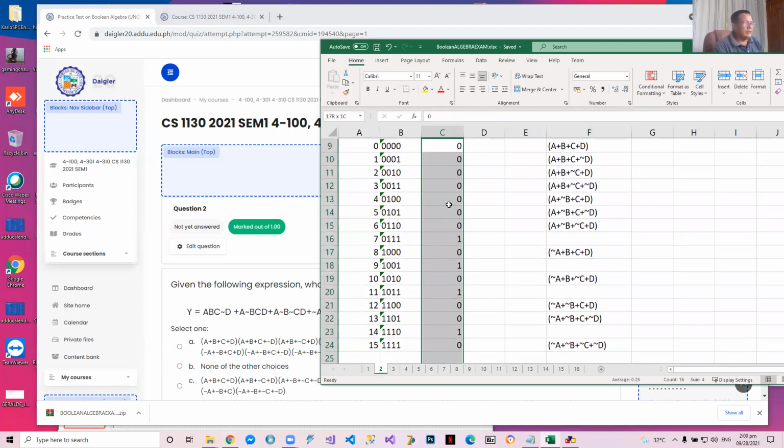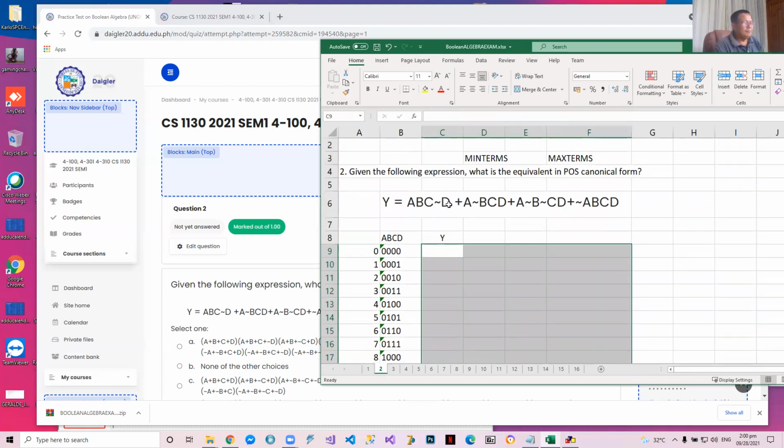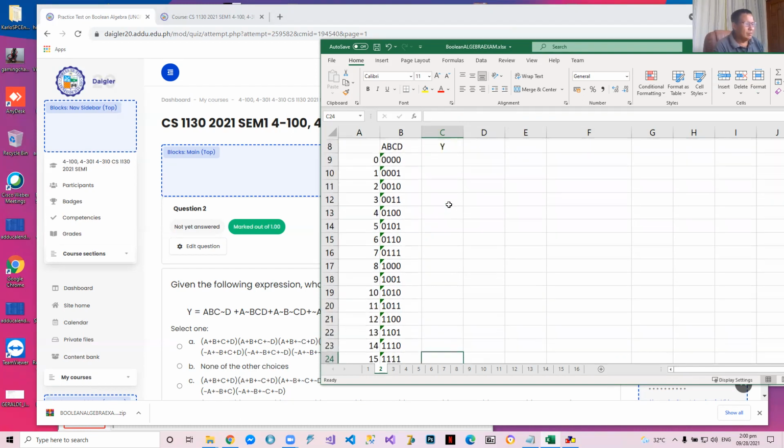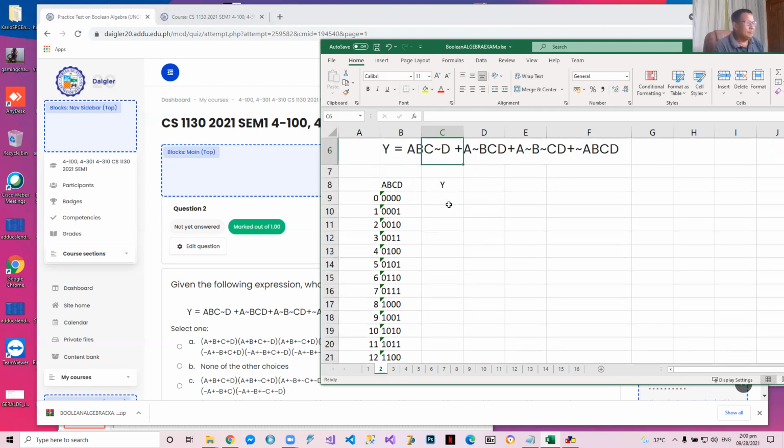We'll just erase this for the moment. Okay. So we'll just identify the min terms, because those that are not min terms are automatically max terms, right? Do you follow? So that's the case. So we have A, B, C, not D. So that's 1, 1, 1, 0. Next is A, not B, C, D. So that's 1, 0, 1, 1. This one, okay.